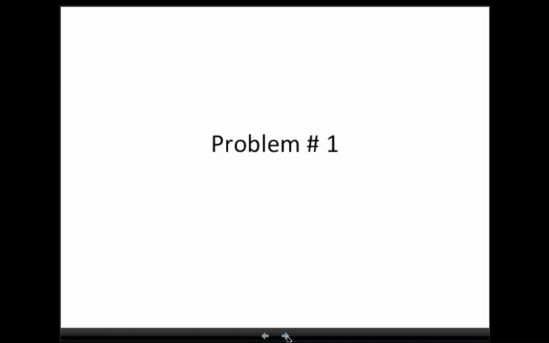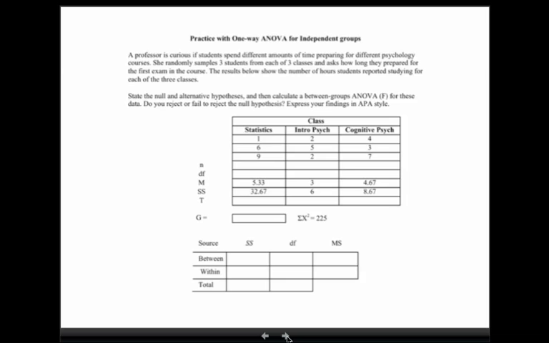For problem number 1, it says, a professor is curious if students spend different amounts of time preparing for different psychology courses. She randomly samples 3 students from 3 classes and asks how long they prepare for the first exam in the class. So the results here in the table are how many hours the student prepares for each test. And each of these rows represents a different student. The mean and the sum of squares are here for you.